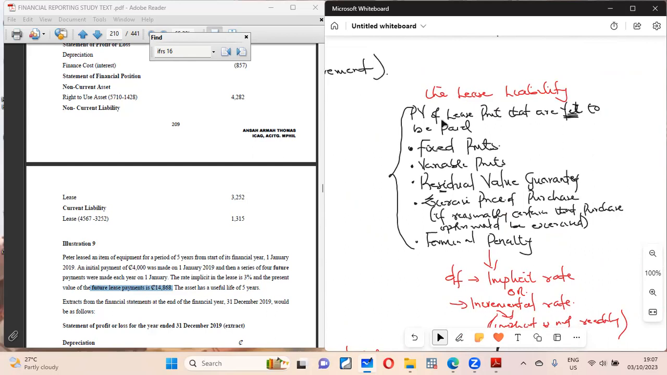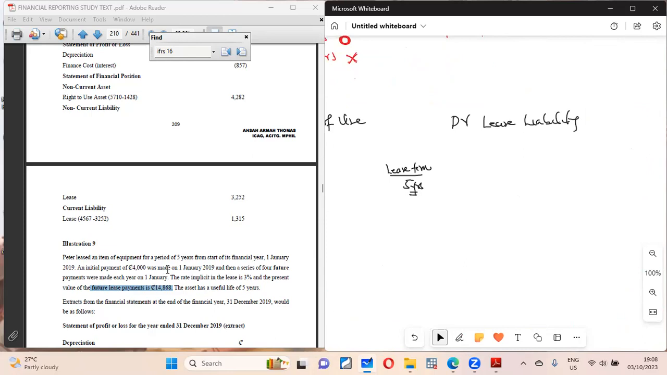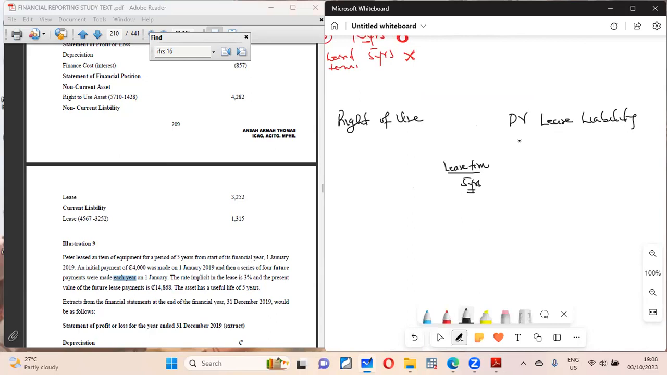You see, it says that PV of payments that are what? You know, when I got here, I was stressing on it that much. That are yet to be paid. Which ones in these questions are yet to be paid? Is it not the 4 years? As far as we are concerned, the very first year is paid now, then a series of four future payments were made each year. So the PV will be for 4 years, and they've done it for you. PV of future payment, they said is how much?